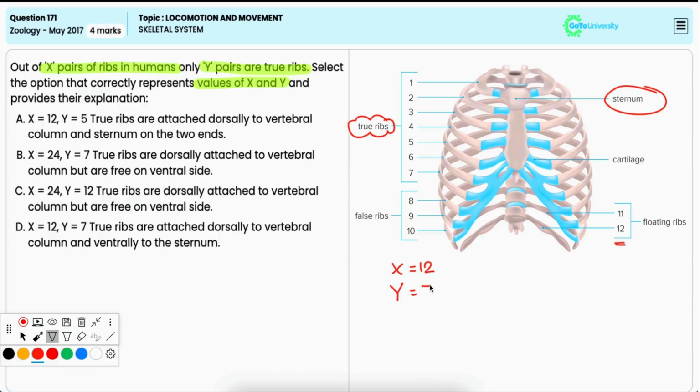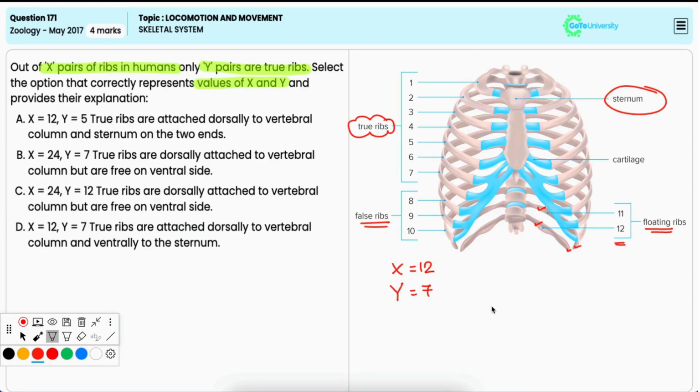The next 3 pairs, that is the 8th, 9th and 10th pairs, are called false ribs because they are not directly attached to the sternum. And the last 2 pairs, that is the 11th and 12th, are called floating ribs because they do not attach to the sternum at all and end freely.